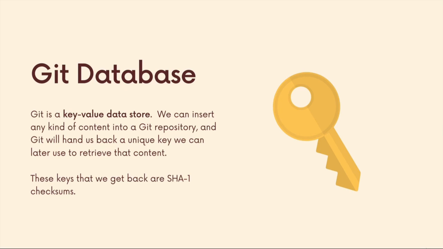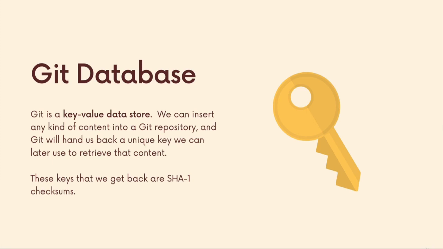So we can put all sorts of content into a Git repo, and Git is going to hand us back a unique key that we can then later use to retrieve that content. Like if you ever go to a bar or a club or a concert venue, and there's a coat check, right? They take your coat, they give you a unique key that corresponds to your coat, and then later on you go back and say, hey, here's my key, give me back my coat, please.